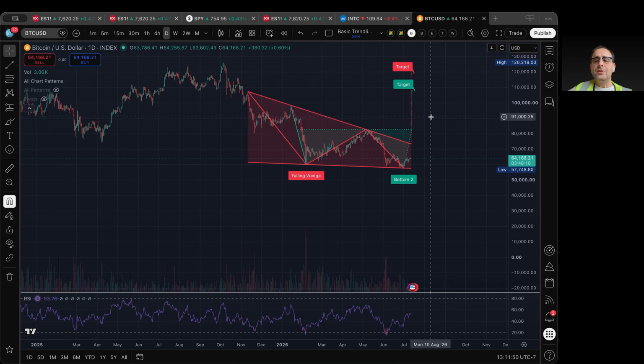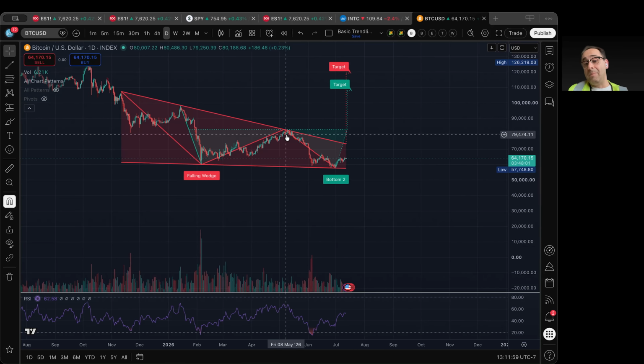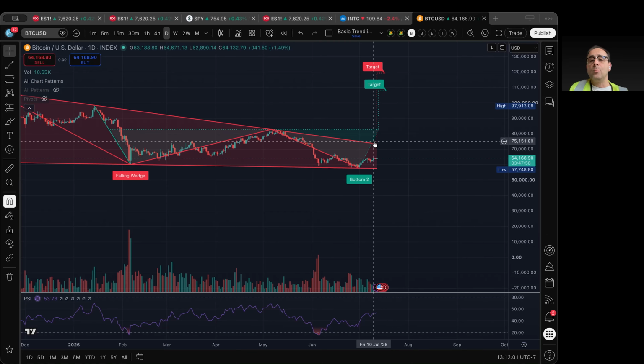But what does look compelling to me is this falling wedge, right? Falling wedges are actually bullish patterns. So it does have some work to do. It has to get above the top of this wedge here. So above 73,000, let's say 73,500 before we think about these target levels, right? So it's targeting 107 and 120 again, but it has to put in some work, right?